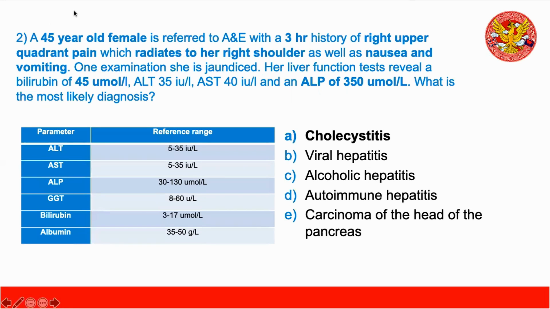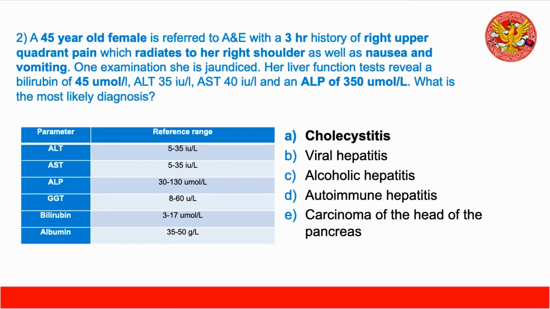In terms of question 2, it's a 45-year-old female referred to A&E with a 3-hour history of right upper quadrant pain, which radiates to her right shoulder, as well as nausea and vomiting, and she's also jaundiced. I don't know how much GI stuff you guys have done, but the history is quite suggestive of cholecystitis, which is associated with the 4 Fs: female, 40, fat, fertile, of which she fits the categories for female and 40.